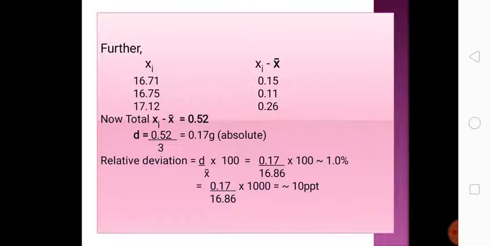And we can calculate the average deviation because we have the total of xi minus x bar as 0.52 and we know n is 3. When divided by 3 we get the absolute value of the average deviation as 0.17 gram. The relative deviation is d upon x bar multiplied by 100, and we can calculate the value of relative deviation as around 100 parts per thousand.